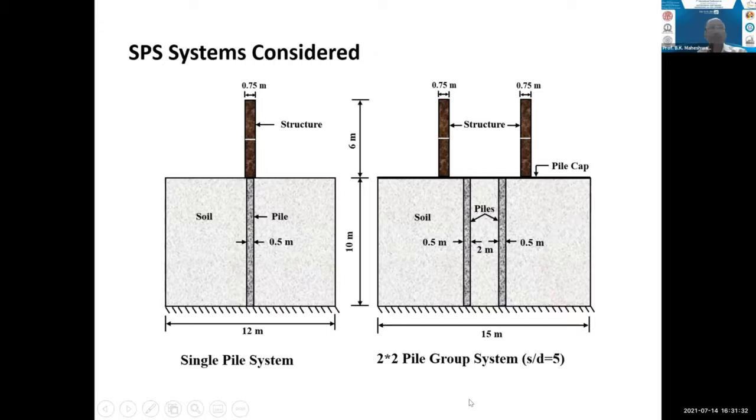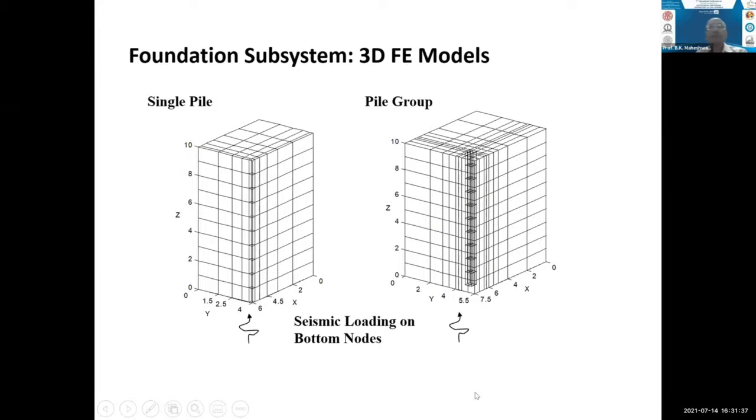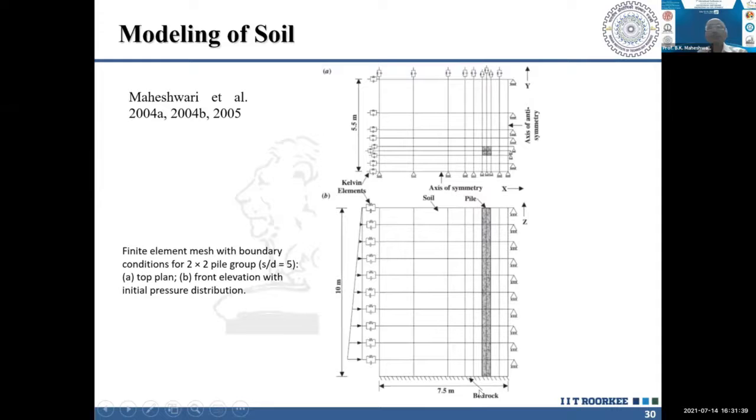So the system considered was here, single pile system and 2x2 pile group system. Then you have foundation for system here. So I'll skip this. The modeling of soil has been done using what is called twin elements, which is a combination of spring and dashpot, as shown here.